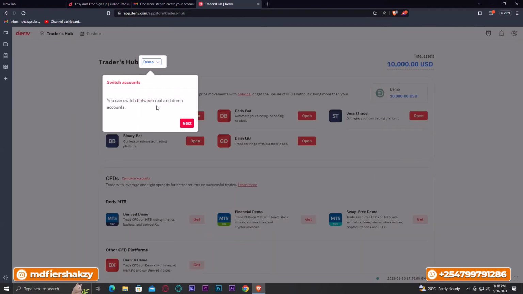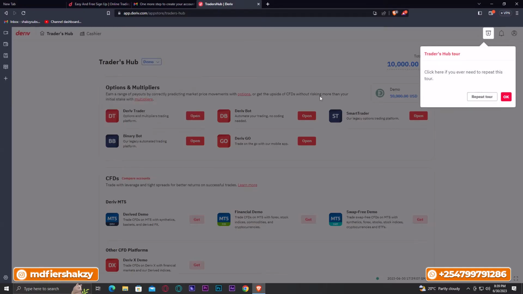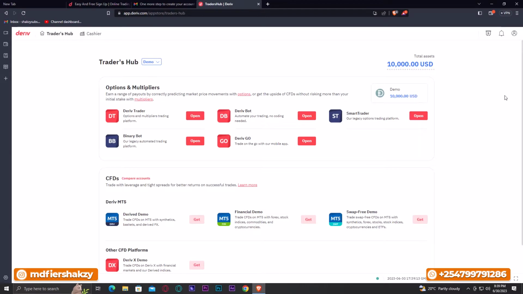start trading. So you see, I want to go the way they are teaching us. That's how I want you also to learn. If you're a beginner, switch accounts. So there's this tab here written demo. This is where you switch accounts between your real and demo accounts. Then we have Traders Hub tour. That is where you can get the tutorial. So you see this on the right here, there is total assets.